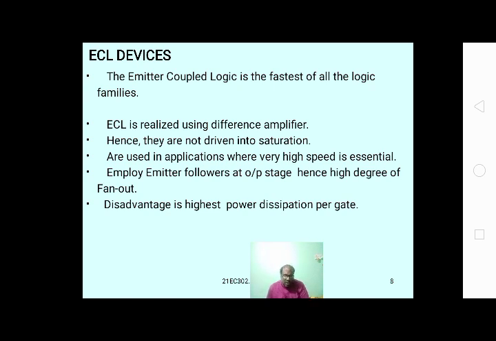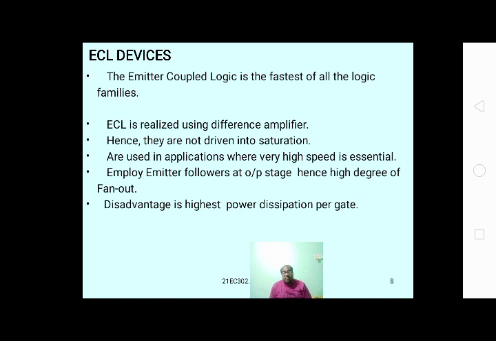Due to this lack of saturation, the ECL circuit permits high frequency switching.